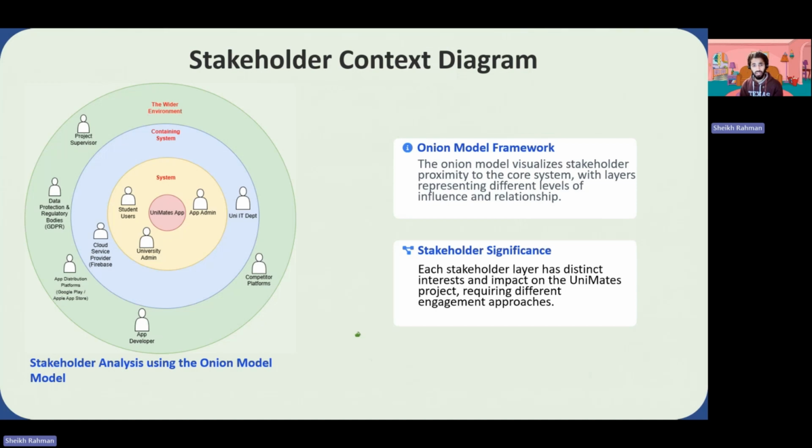The middle layer includes administrators and the IT department who support and manage the system. The outer layer includes regulatory bodies and campus staff who influence policies but do not directly use the application. This model helps prioritize stakeholder engagement and system design decisions. Now moving on to the next slide.